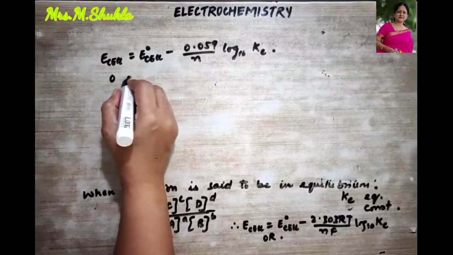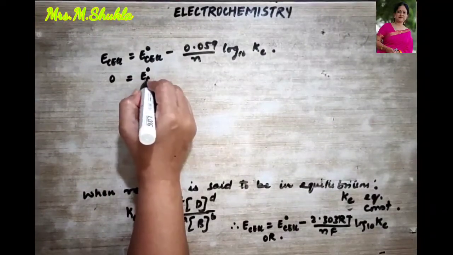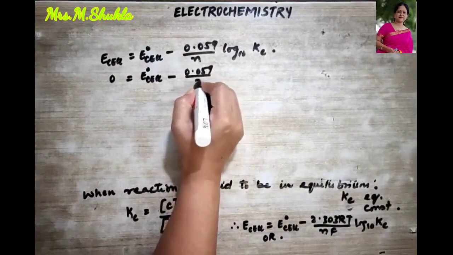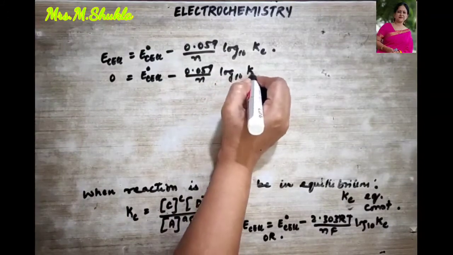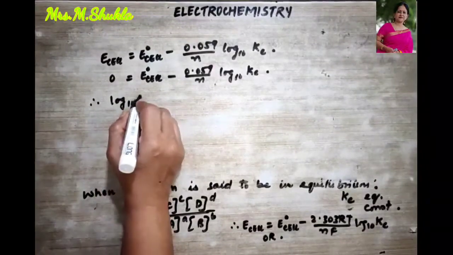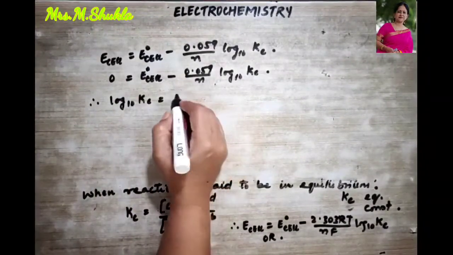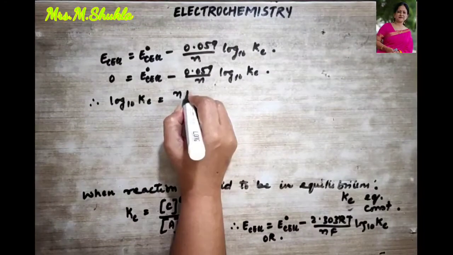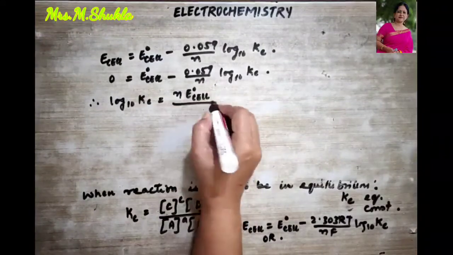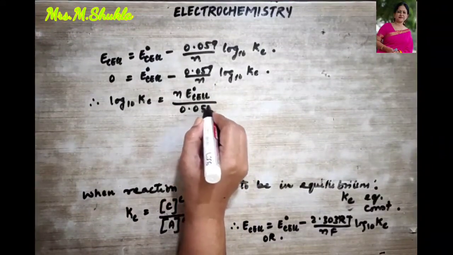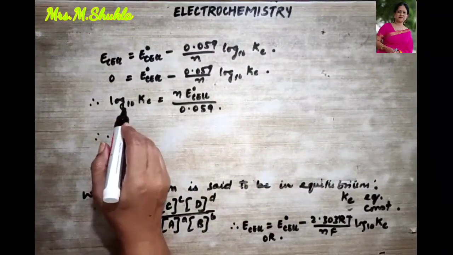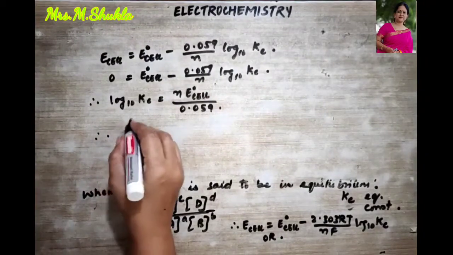Now this E cell is 0. This is equal to the standard electrode cell potential minus 0.059 upon N log to the base 10 of the equilibrium constant. Therefore, log to the base 10 of the equilibrium constant will be equal to N E naught cell upon 0.059. Clear?